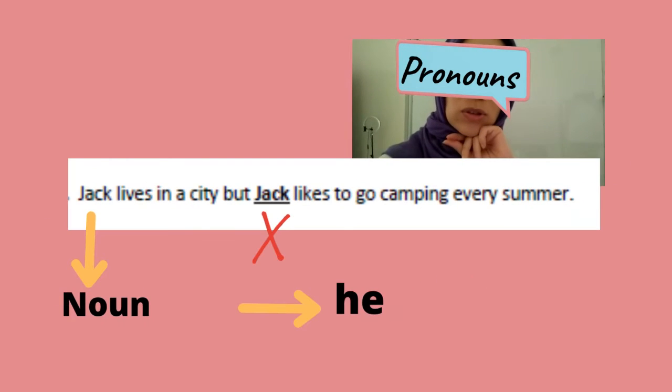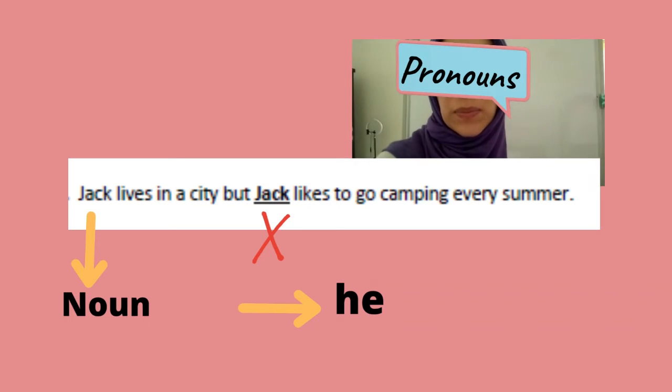Let's look at number 2. Jack lives in a city, but Jack likes to go camping every summer. So the same thing, we started the sentence with Jack, but we need to change the second one by using he, because he refers to Jack.